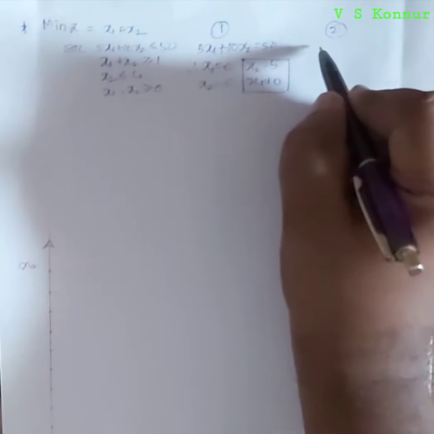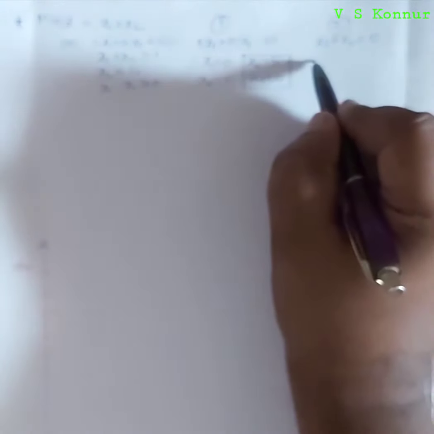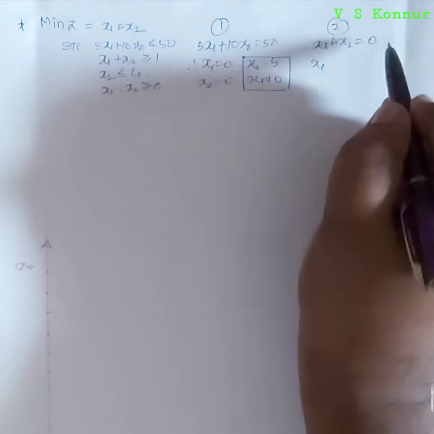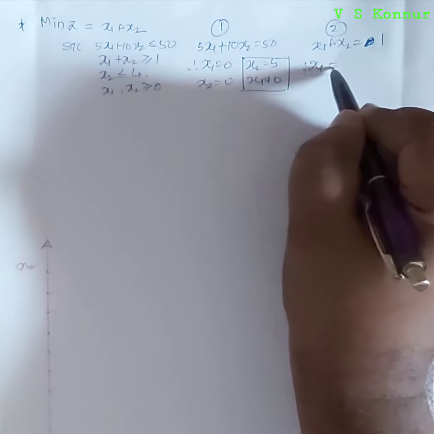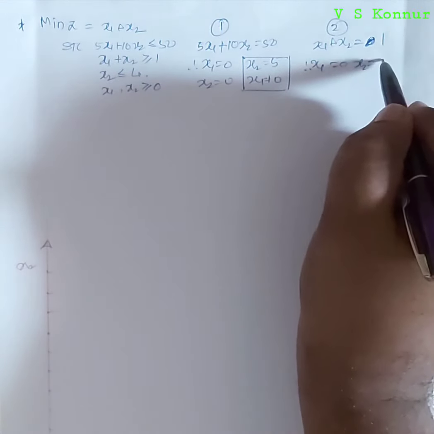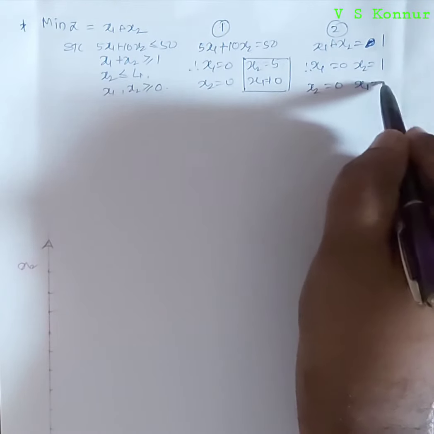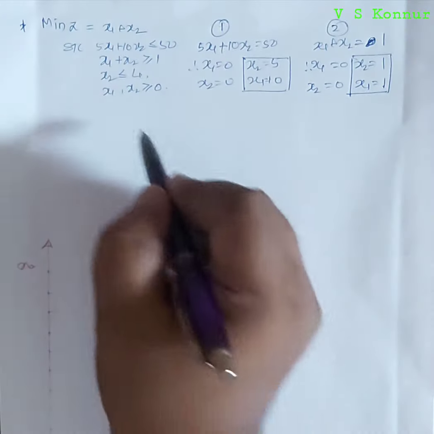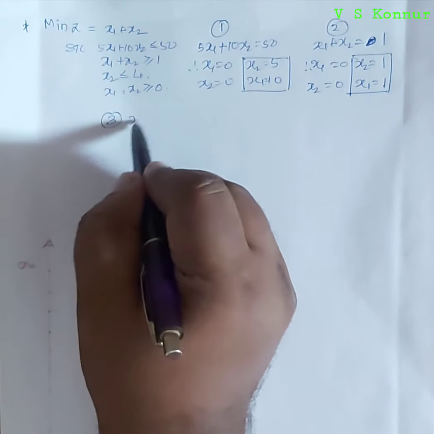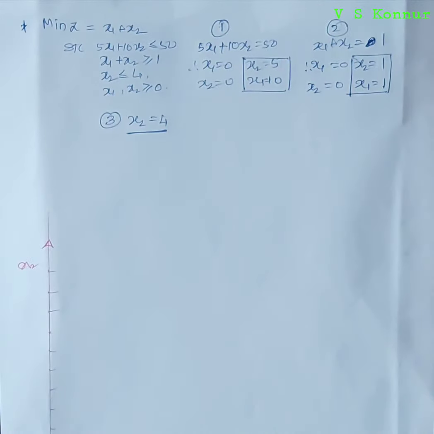Next we'll take the second constraint, x1 plus x2 is equal to 1. Put x1 equal to 0, we'll get x2 equal to 1. Put x2 equal to 0, we'll get x1 equal to 1. That is the second line. Third constraint, directly x2 is equal to 4, a horizontal line we will get.